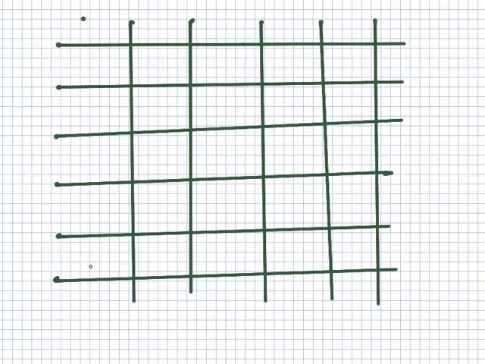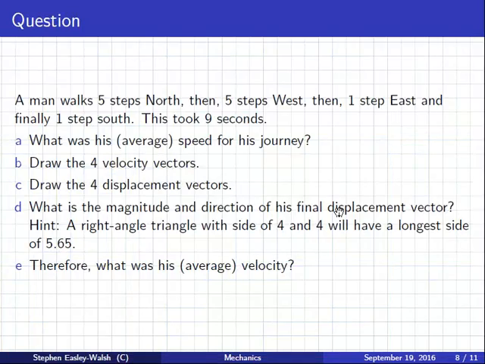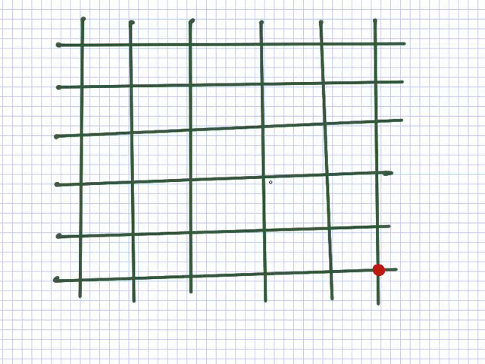Right, so the beginning of the story, we'll put the man here. So what does he do first? 5 steps to the north. 1, 2, 3, 4, 5, and then next, 5 steps west. 1, 2, 3, 4, 5. 1 step east. And 1 step south. So he finishes here and he starts here.